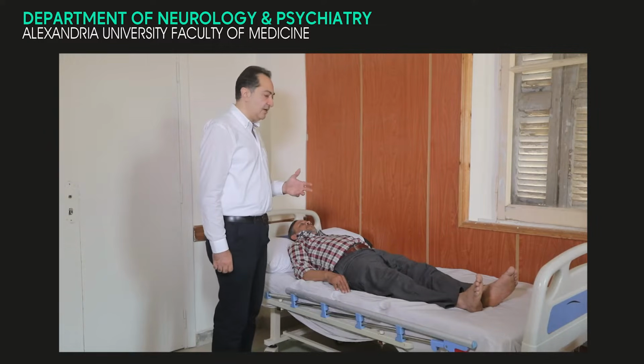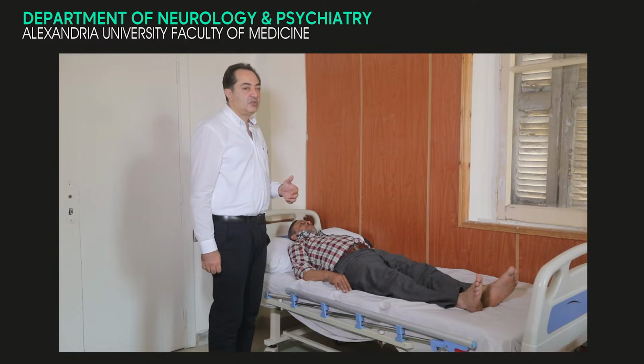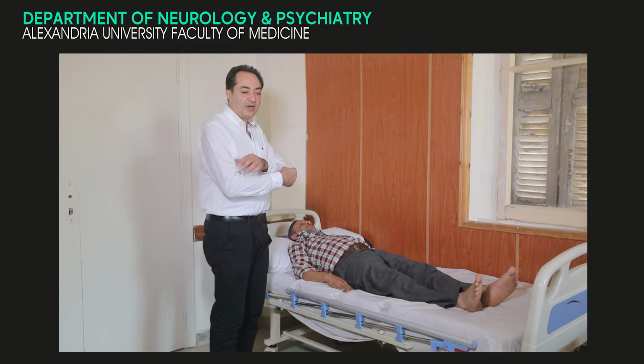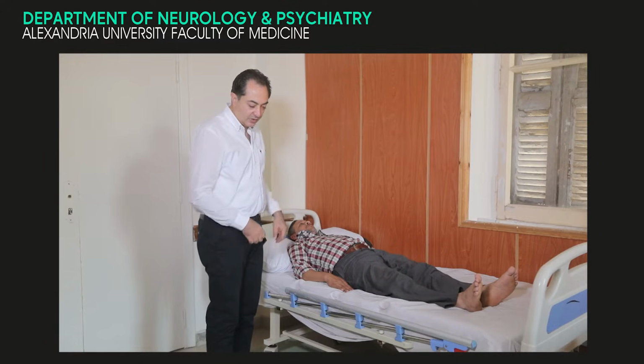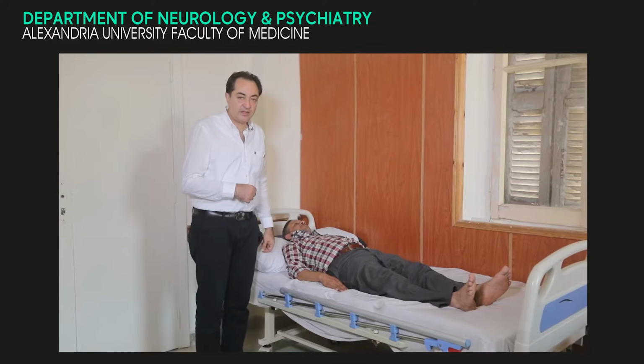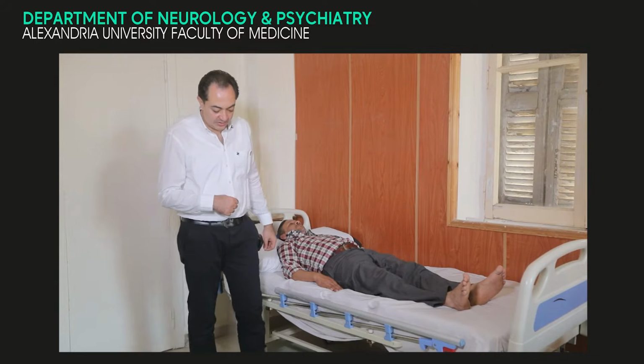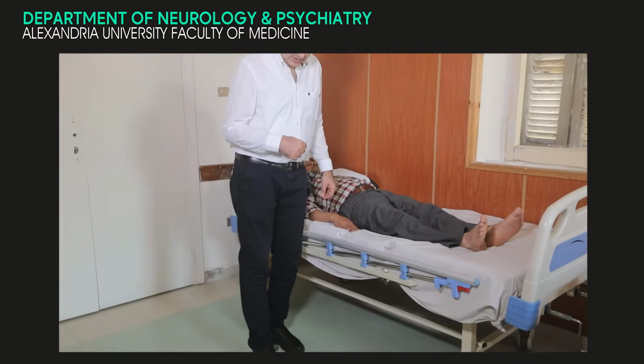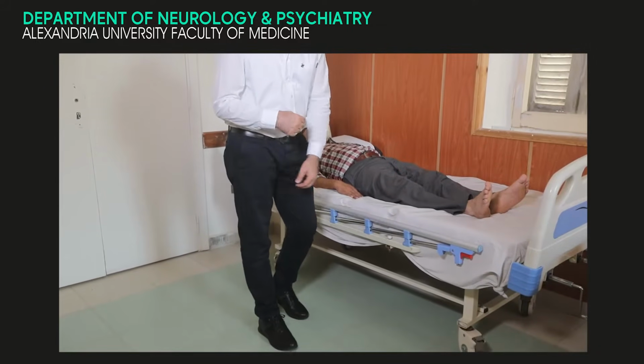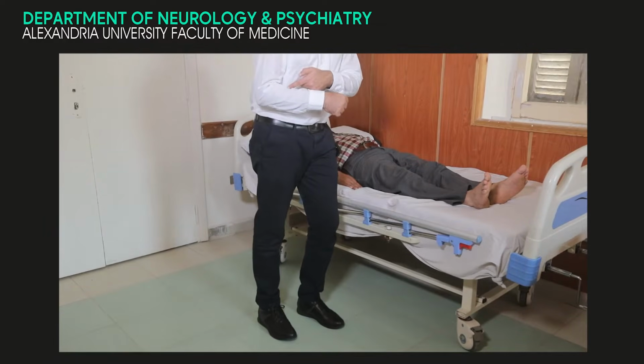What are the findings that we may have here? In patients with upper motor neuron lesion, they have an increased muscle tone in the flexors of the upper limb and extensors of the lower limb. That's why they walk like that. The patient with hemiplegia walks like this, and he has an extended limb here and a flexed limb here.